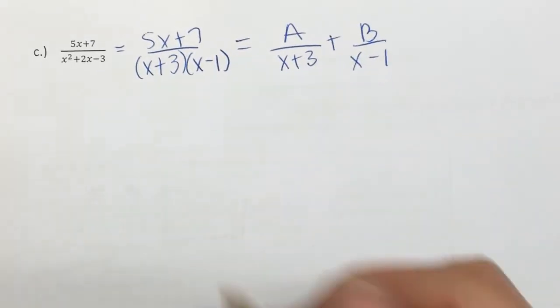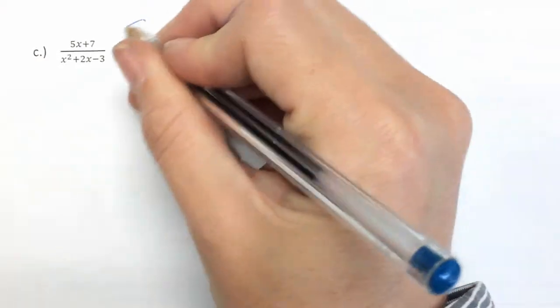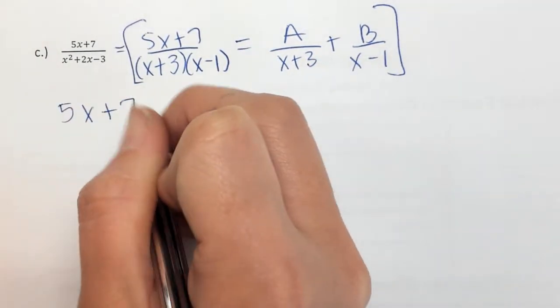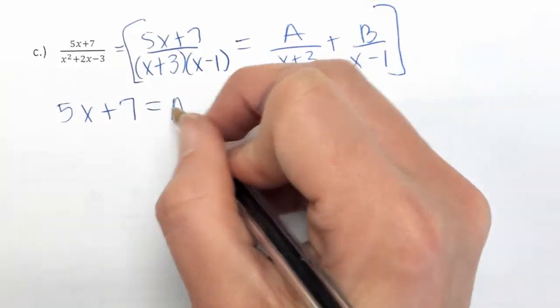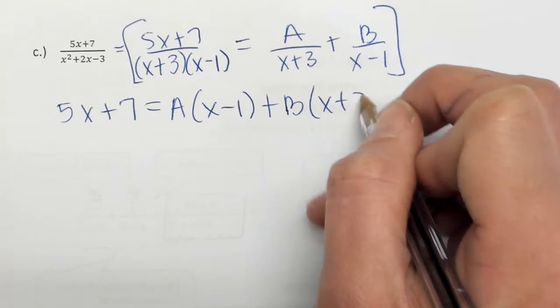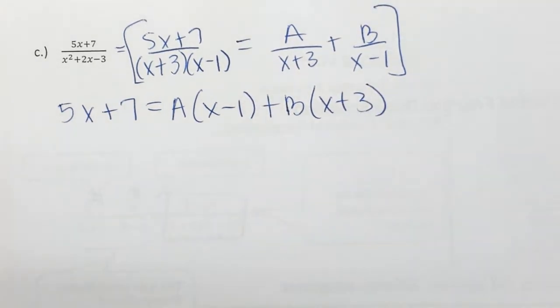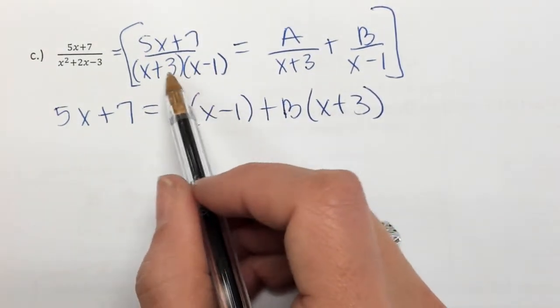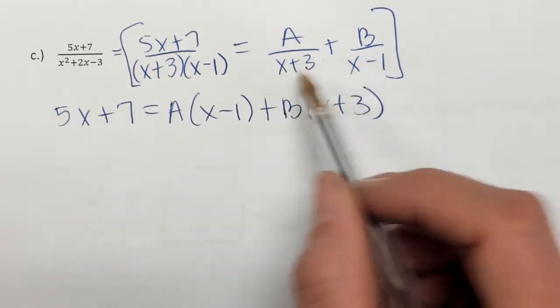Alright, tell me what I would write from here if I multiplied everything by this bottom. I put 5x plus 7 equals A times x minus 1 plus B times x plus 3. Good. Everybody got that far? Does x plus 3 have to be under A? Yes. Well, no. This can be different if you factored in x minus 1, x plus 3. So, yes, that's fine.